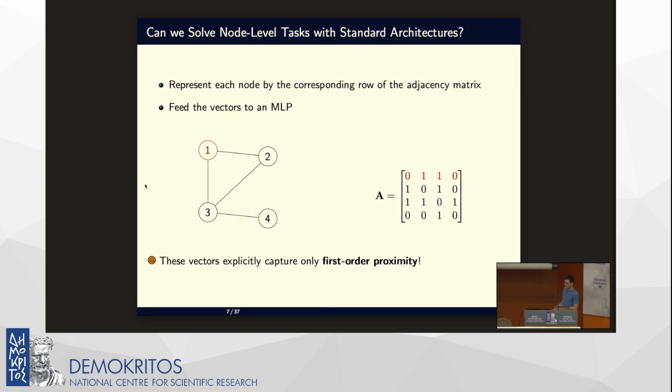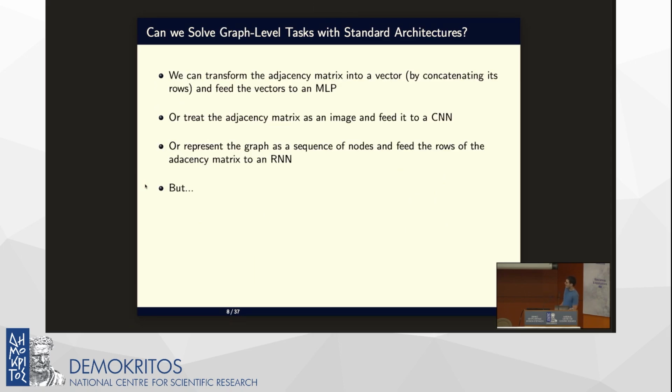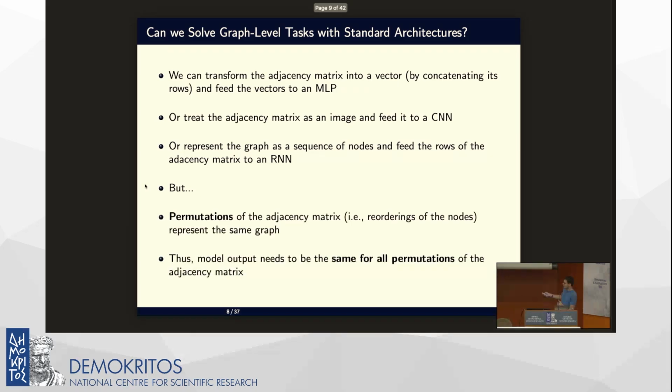And a third approach would be to impose some ordering on the nodes. So we could think that this is the first node, this is the second, this is the third, this is the last, and introduce the concept of time and use some recurrent neural network to compute the representation of each graph. However, none of these approaches satisfies one property that we would like to have, and this property is permutation invariance. So what does permutation invariance mean?